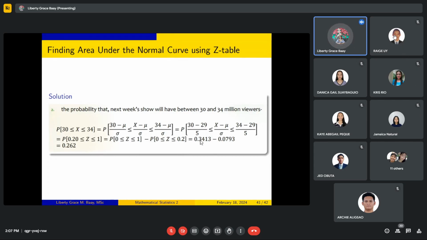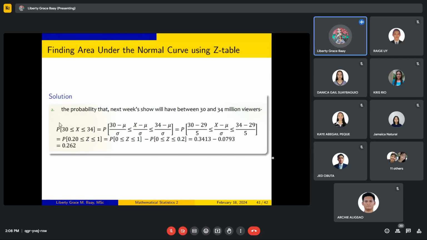Okay. So this is the class we will look at. Here appears the probability from 0 to 1, so the 1 is what we will look at. 0.8413 minus 0.5, so 4 decimal places only. 0.8413 minus 0.5, 8 minus 5 is 3. So that is 0.3413. Like in class, the probability that z is from 0 to 0.5.